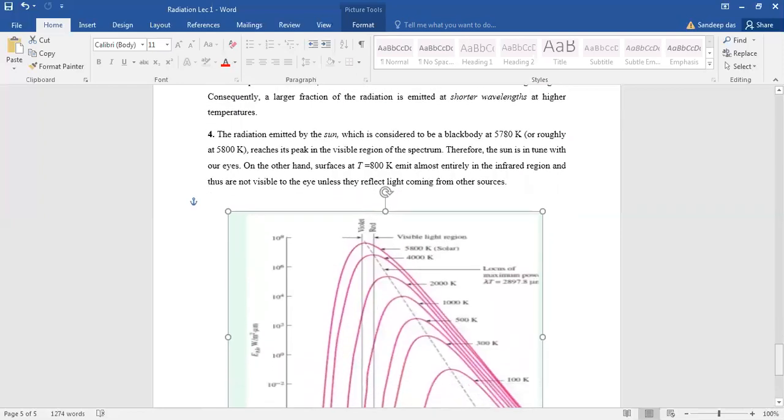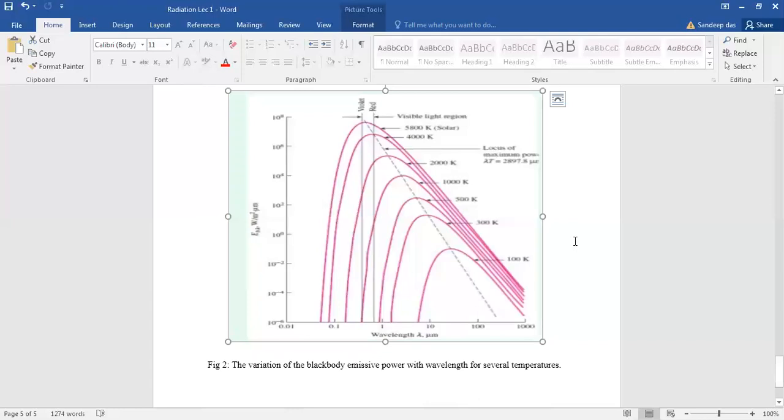Number 4, this is very important. Let's talk about the topmost graph, that is the solar graph. The radiation emitted by the sun, which is considered to be a black body at 5780 Kelvin or roughly 5800 Kelvin, reaches its peak in the visible region of the spectrum. Therefore, the sun is in tune with our eyes. On the other hand, the surface at T equal to 800 Kelvin emits almost entirely in the infrared region, thus they are not visible to the eye unless they reflect light from other sources.